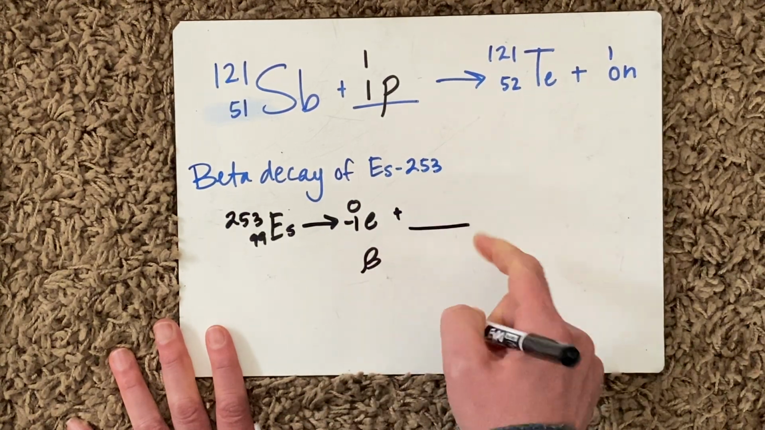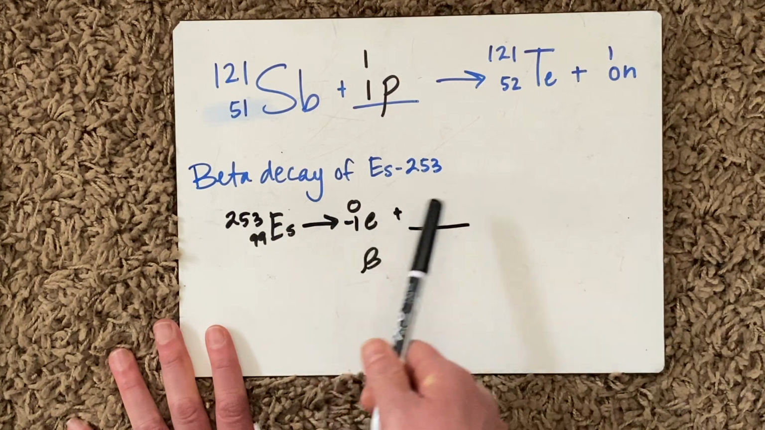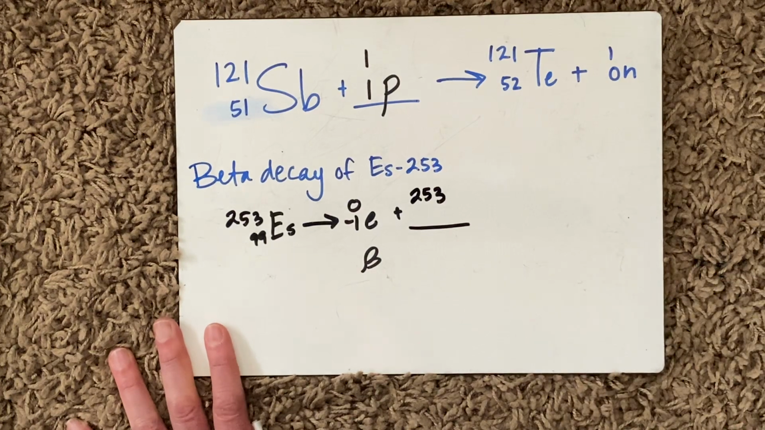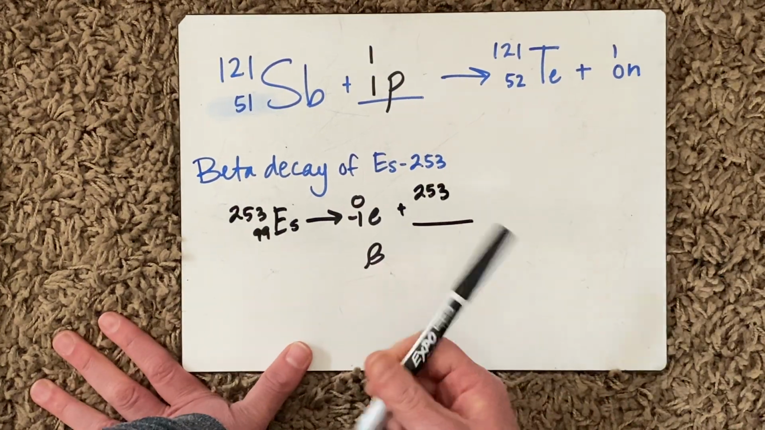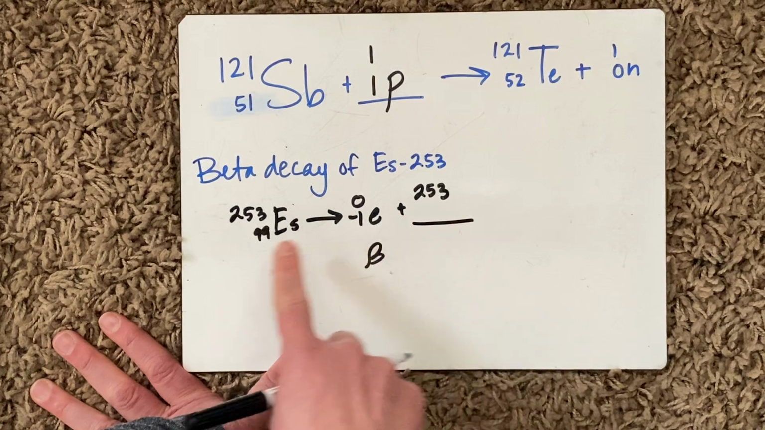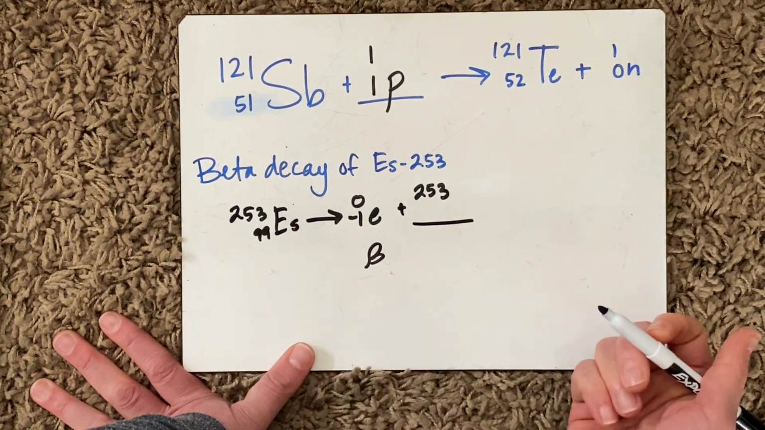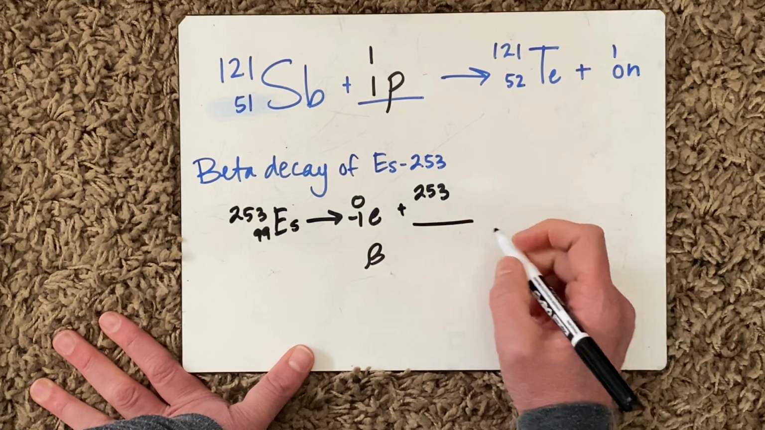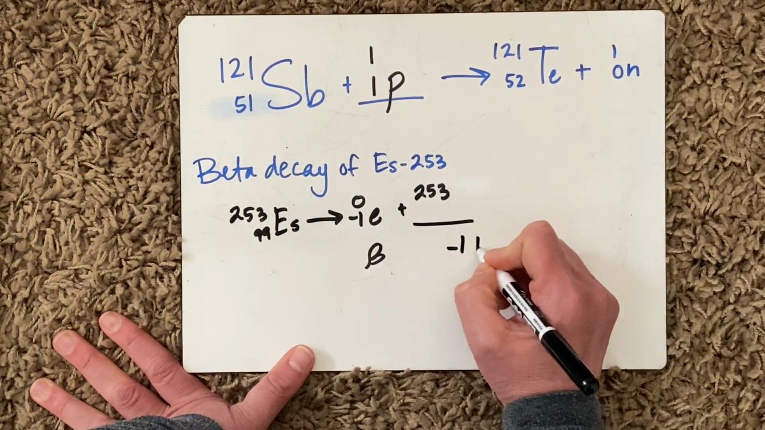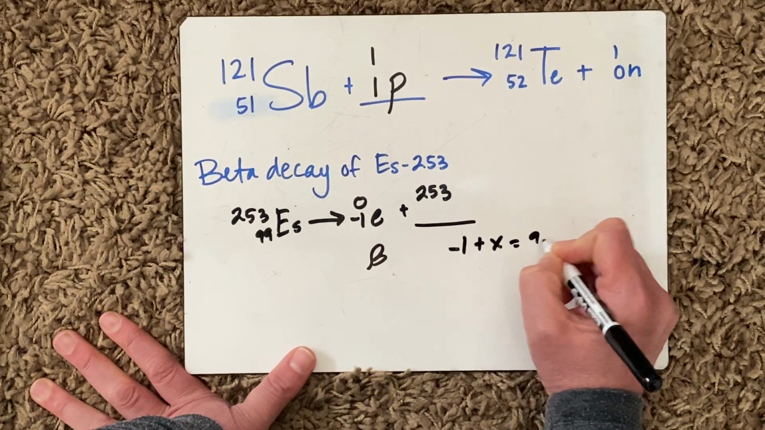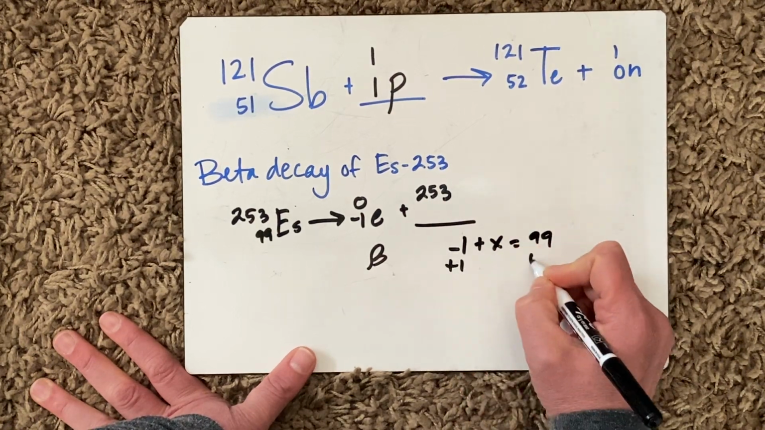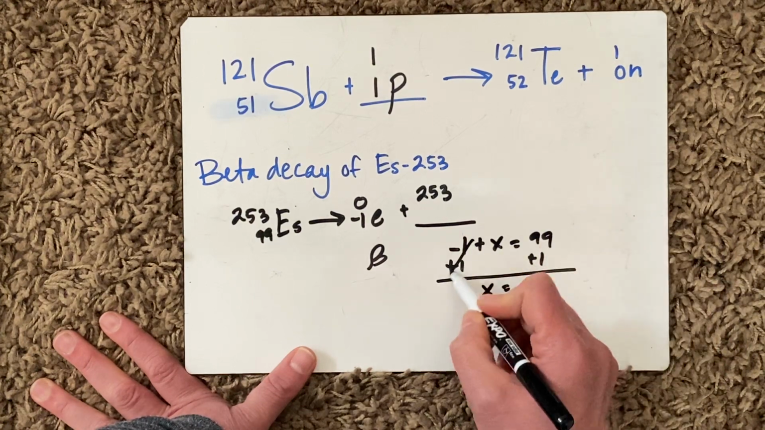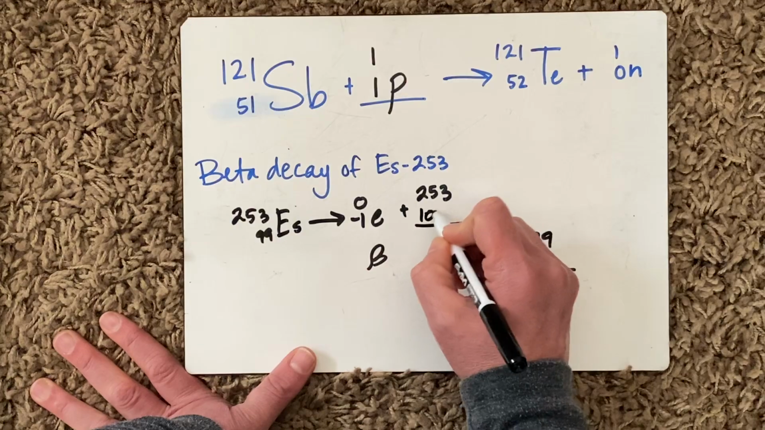And then we know that we need to solve whatever else is on this side. So 0 plus what makes 253? That would be 253. And then on this one, we have a -1 plus what makes 99. So you kind of have to be careful on electrons because they get tricky. So if we do a little algebraic equation, if we go -1 plus x equals 99, we have to add 1 to both sides. So x is going to equal 100 because of that lovely negative right there. So this is going to be 100.